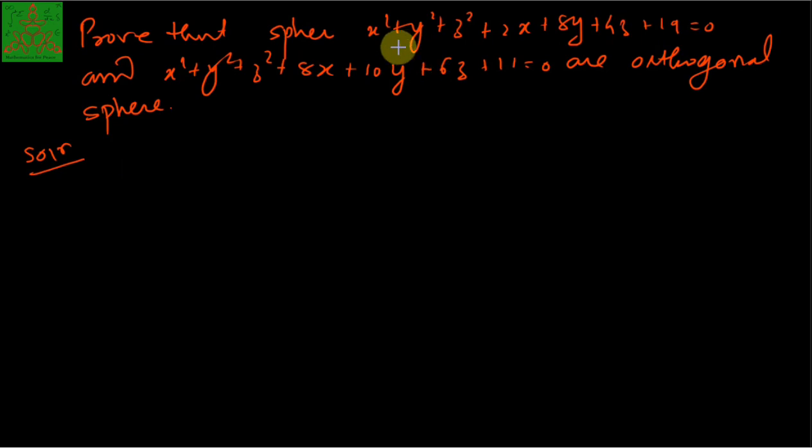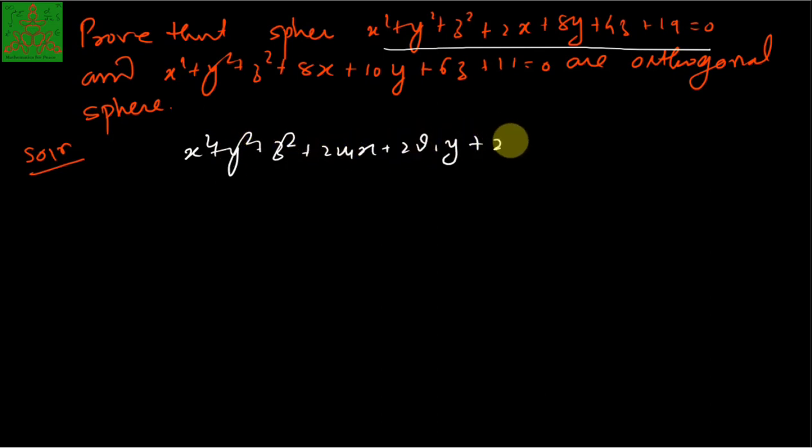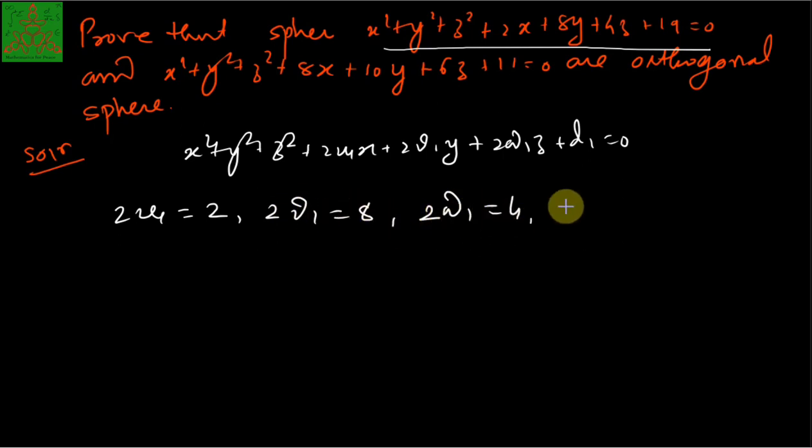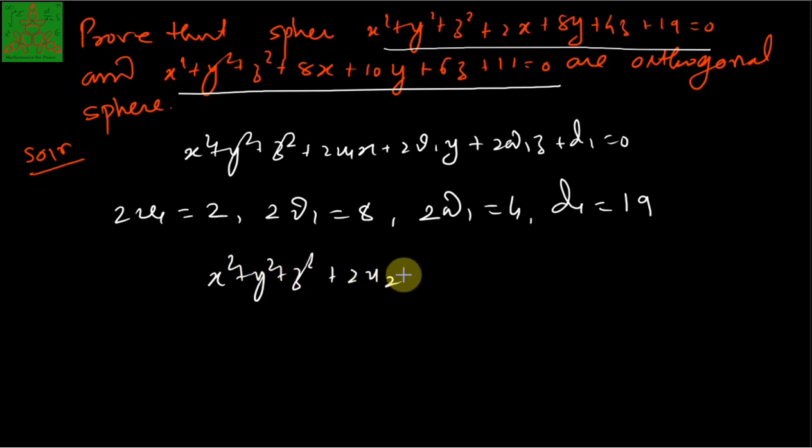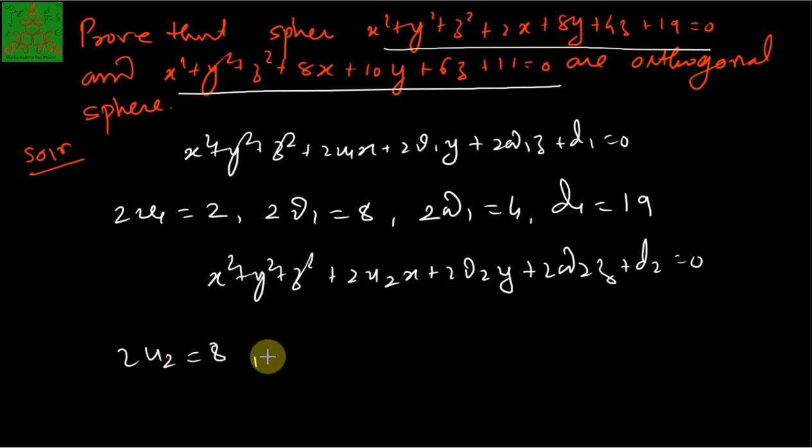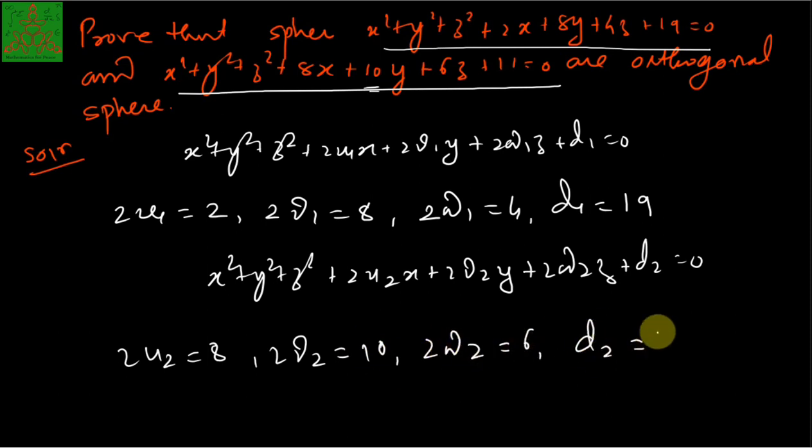If you compare this first equation with the standard equation x² + y² + z² + 2u1x + 2v1y + 2w1z + d1 = 0, then you will have 2u1 is 2, 2v1 is 8, 2w1 is 4, and d1 is 19. Similarly, if you compare the second equation with x² + y² + z² + 2u2x + 2v2y + 2w2z + d2 = 0, then we have 2u2 is 8, 2v2 is 10, 2w2 is 6, and d2 is 11. That is the value we have.